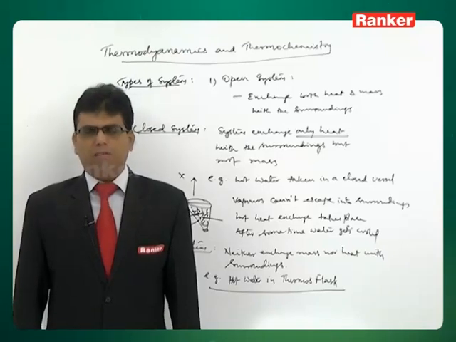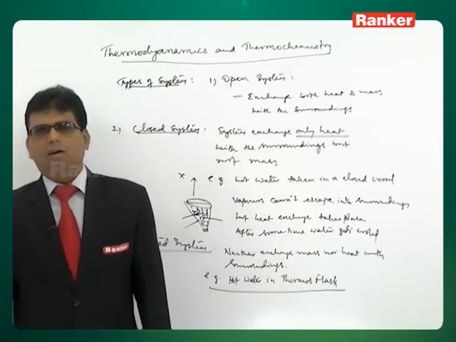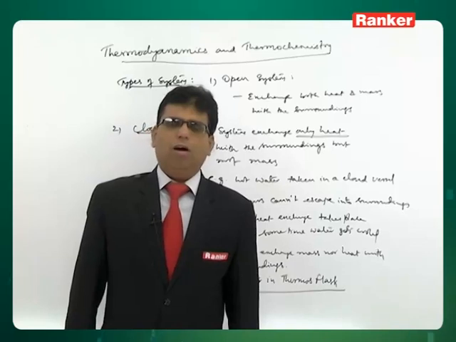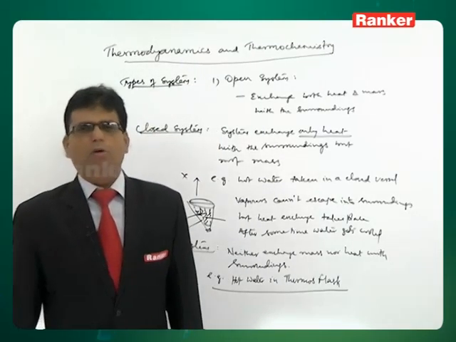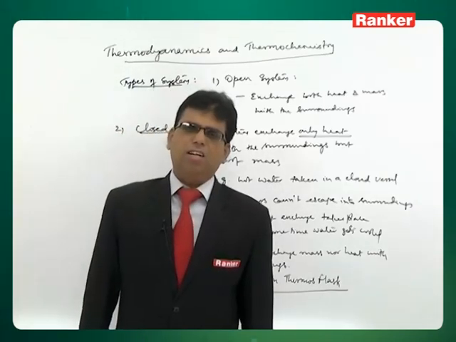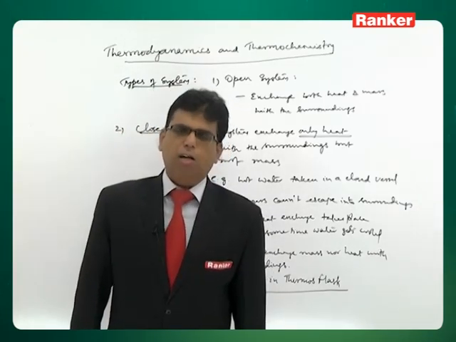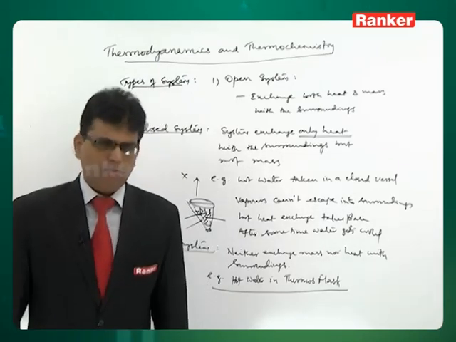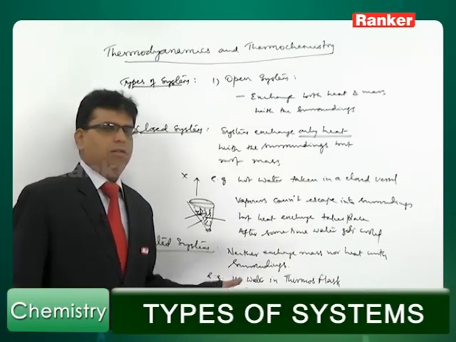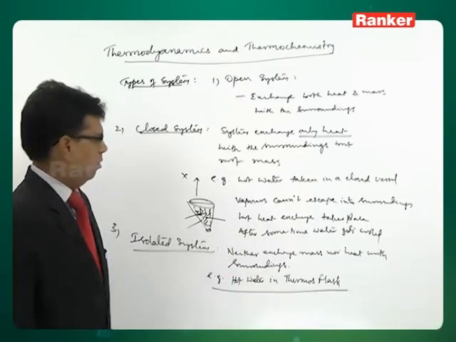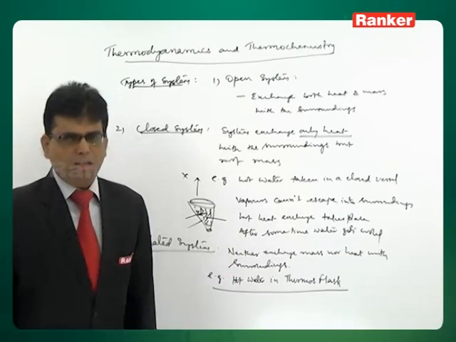insulating substances like wood or any other substance, due to which there will be no transfer of heat, and of course, as it is closed, there is also no exchange of mass. So, finally, isolated system is the one in which neither the heat nor mass will get exchanged with the surroundings.